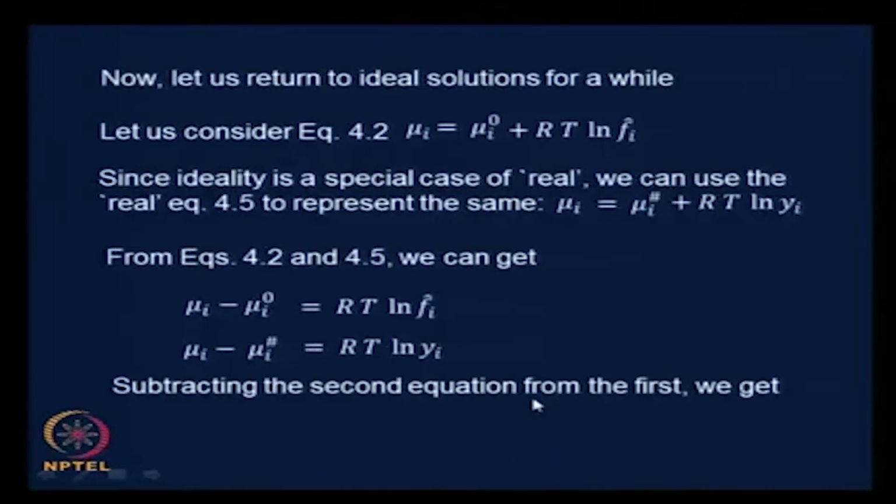Okay, if you subtract equation 2 from equation 1, you would get mu I hash minus mu I naught equals RT ln yi minus RT ln Fi hat. Since ln A minus ln B equals ln of A by B, this becomes RT ln Fi hat by yi. Same equation here.